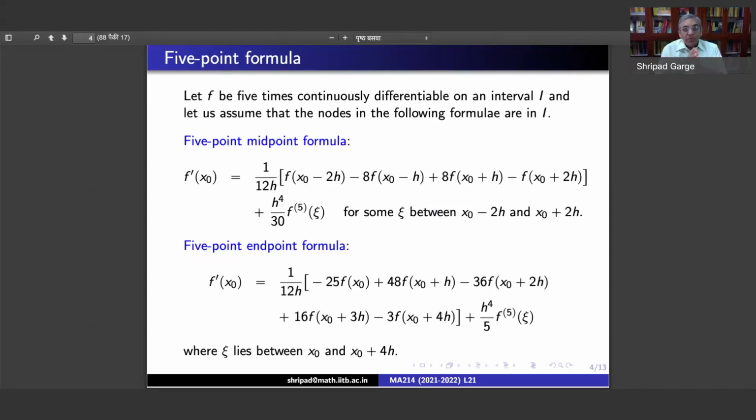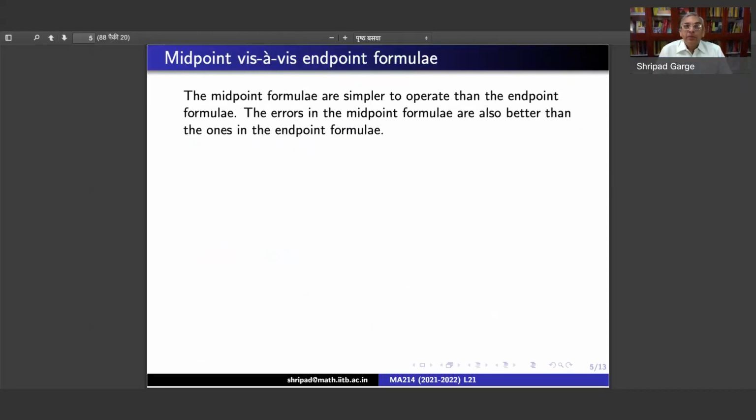For the midpoint formula, it is h to the power 4 upon 30, which is smaller than the error in the endpoint formula. This is called the truncation error. So this truncation error is h to the power 4 upon 5 for the endpoint formula, whereas it is 1 by 6 of that in the midpoint formula. So the errors are better. The formulae are simpler to operate.